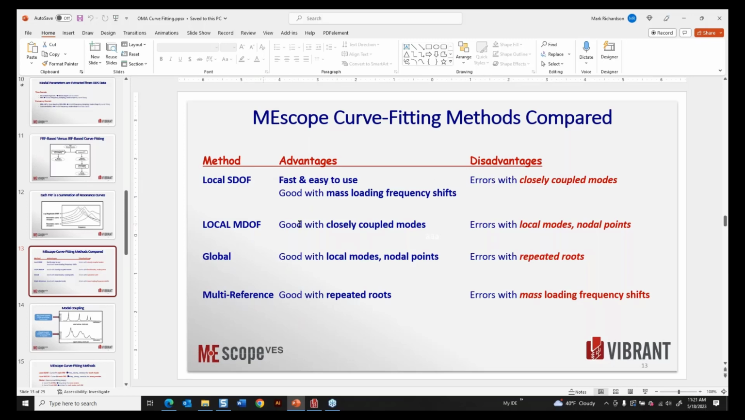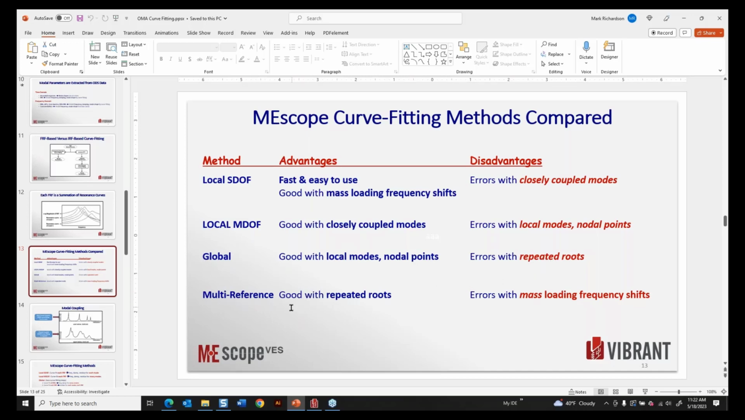I go to multiple modes at a time, and I can identify the properties of closely coupled modes, but it doesn't do well with local modes or nodal points where the mode shape doesn't exist. Global is our most popular. We call it a quick fit. It will handle local modes and nodal points very well, but it will not handle repeated roots.